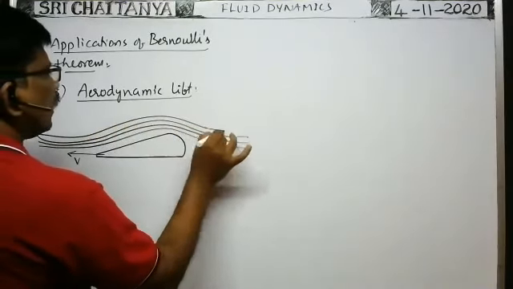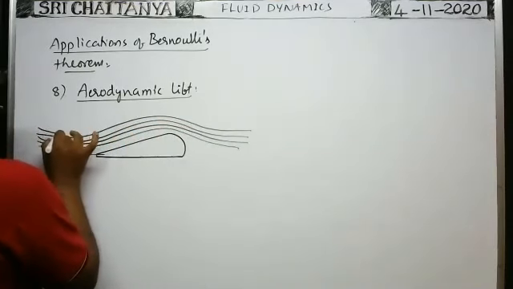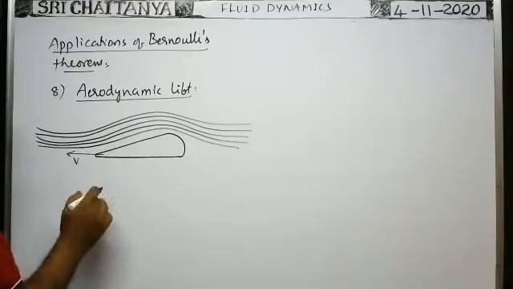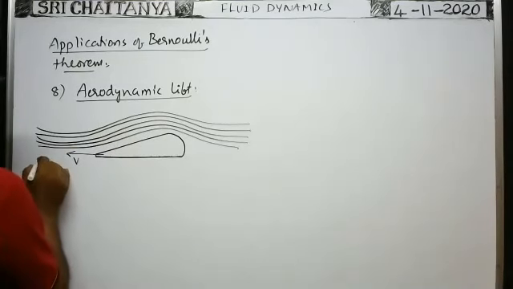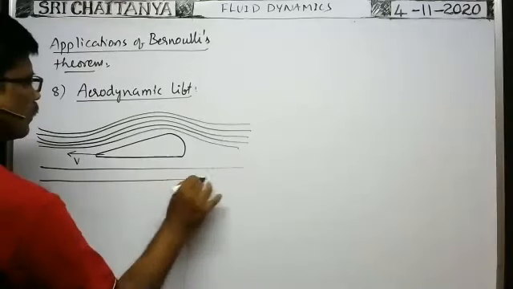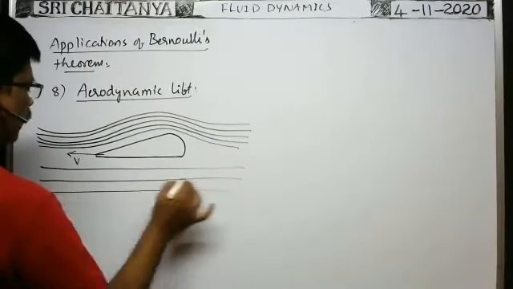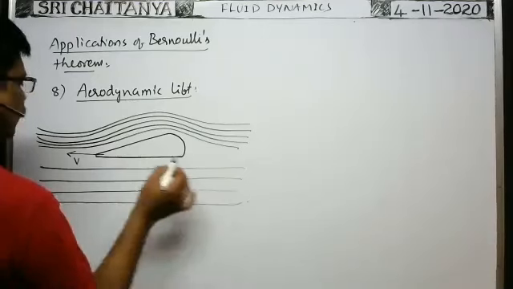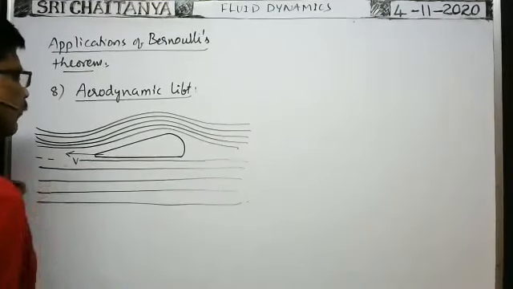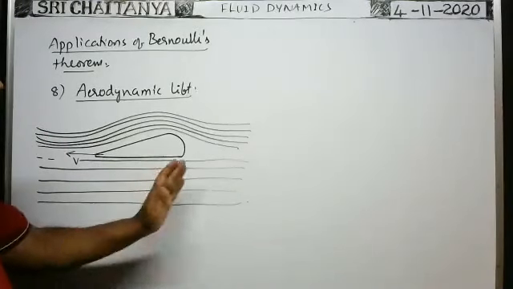These lines are all streamlines. The paths along which the air particles travel are called streamlines. So in this way the air particles travel in this direction, and at the bottom of the aircraft wing, the air particles travel like this. Of course, they need not be straight lines, they can be curved paths like this. So at the bottom of the wing, the air particles travel along this path.